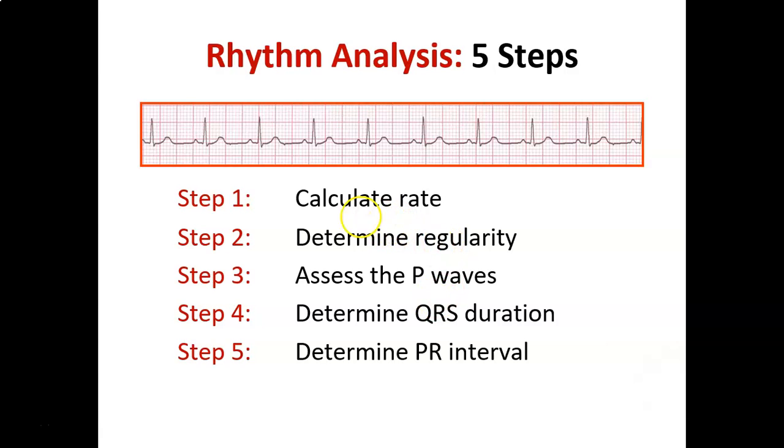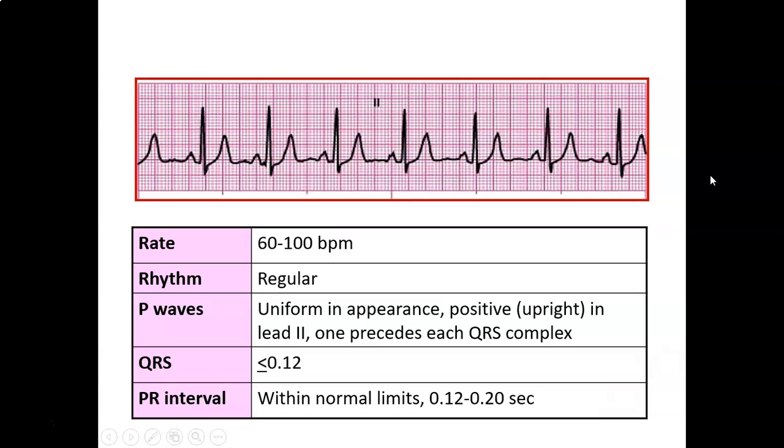So we are going to apply the same 5 steps to analyze the sinus rhythms. These include the rate, regularity, P waves, QRS duration, and PR interval. Let's see this first rhythm strip. Rate: is it normal, is it fast, or is it slow? So it looks normal, within 60 to 100 beats per minute. You can calculate exactly by using any formula you know.